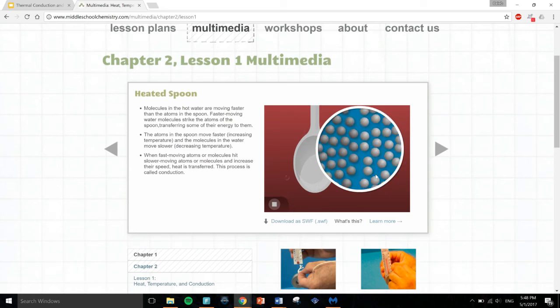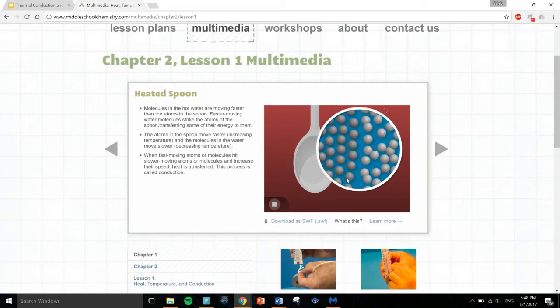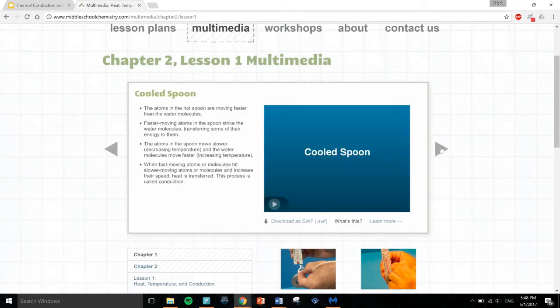What do you notice about what's happening right now? All right, we'll do it again. Spoon that is cold, water that is hot. Cold spoon, hot water. What do you notice about the molecular movement? How is the energy coming from the water into the spoon? What is happening? Okay, I'll give you another example.